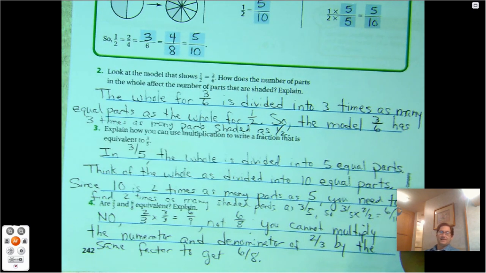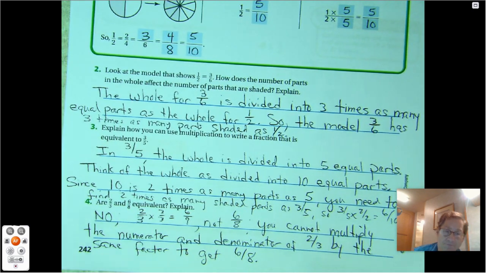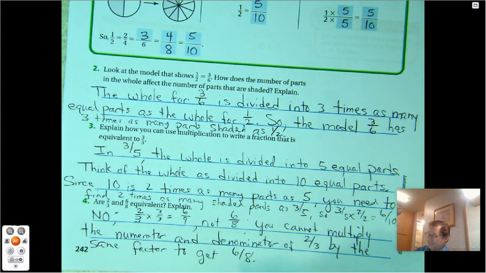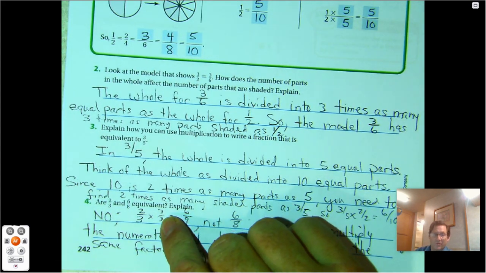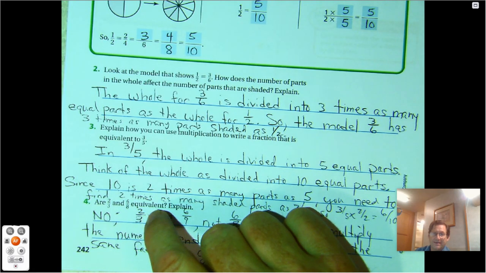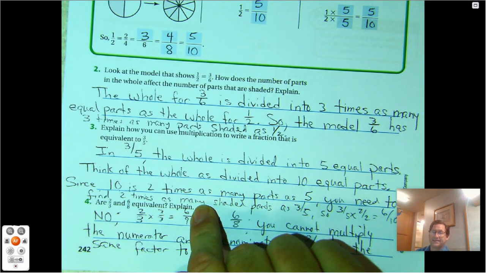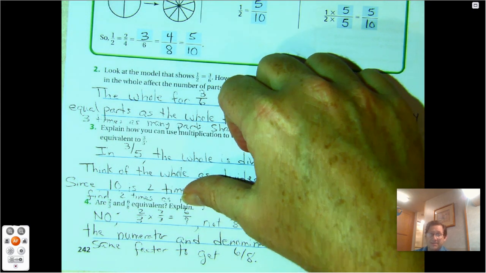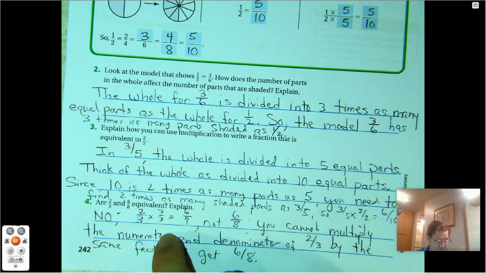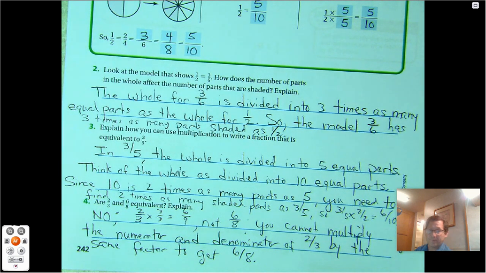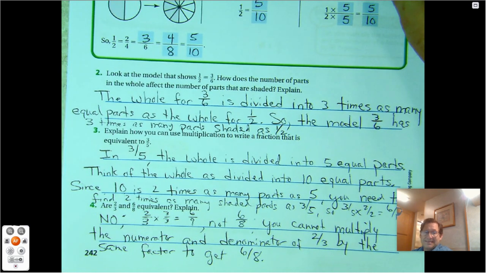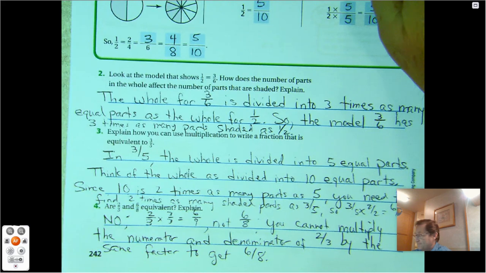That's kind of what it would look like in an explanation in writing. No, okay, they are not equal. For instance, if I try to multiply by 3/3, because 2 parts shaded times 3 would be 6, that would be 3 times as many. But if the shaded parts are 3 times as many, the total parts have to be 3 times as many. So 3 times 3 is 9, not 8. Okay. So you cannot multiply the numerator and denominator of 2/3 by the same factor to get 6/8.